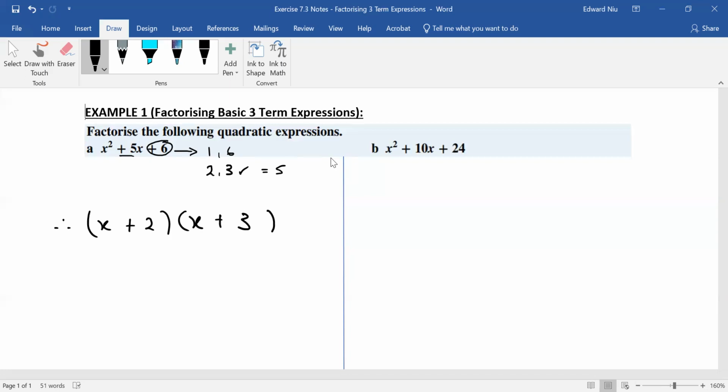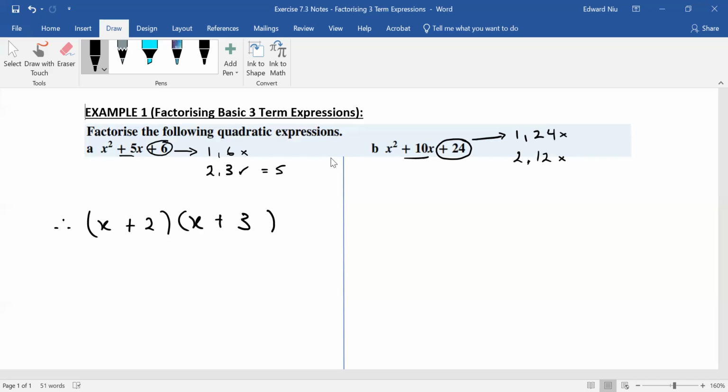Remember, the first step is we always look at the constant. Here we've got a constant of 24. What are the factor pairs of 24 which add up to positive 10? Is it 1 and 24? No, that gets us 25. So we can put little crosses. 1 plus 24 gets us 25. Is it 2 and 12? Well, 2 and 12 adds up to 14, so that's not it either.